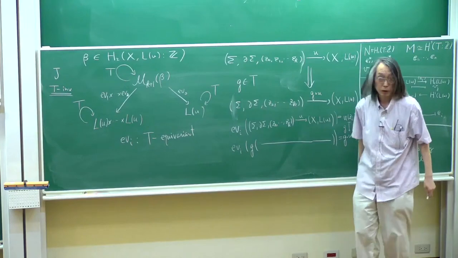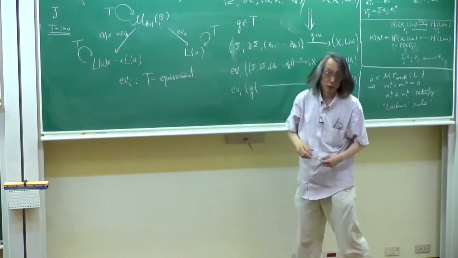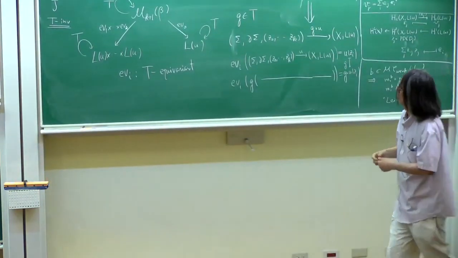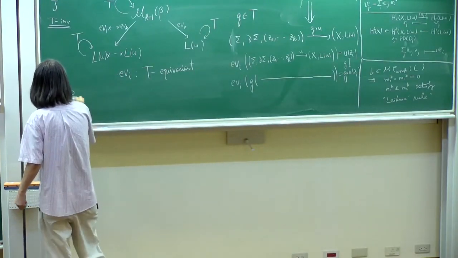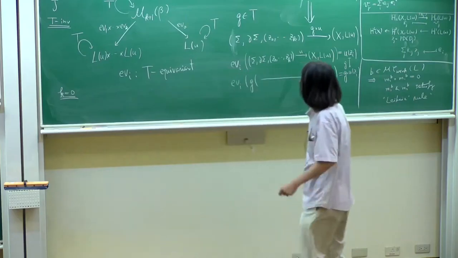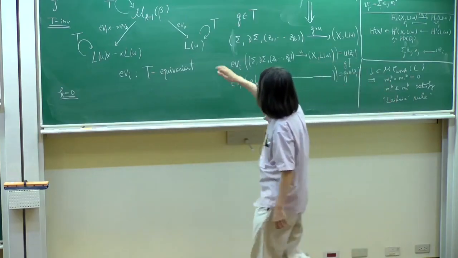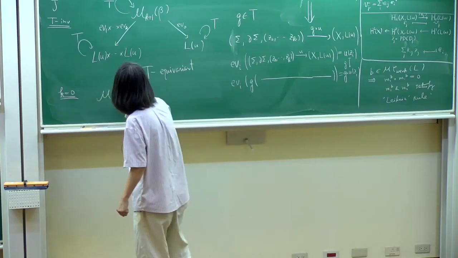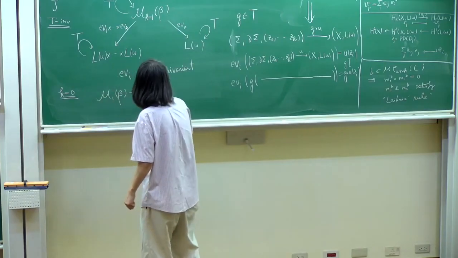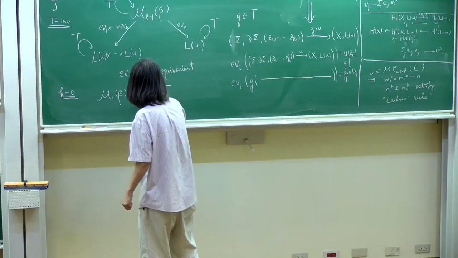So this is T equivariant. And this is actually orbit, right? So let's consider a case of k equal to 0. And let's suppose that everything is defined nicely. And then we have this m1 of beta going to this t.